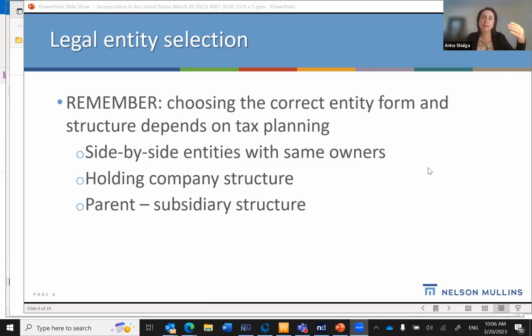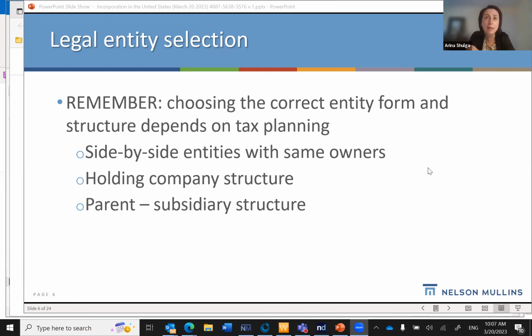maybe creating side-by-side two parallel entities, one in the US and one in your home jurisdiction, with the same owners for both. Or maybe you'll decide to create a holding company structure, where the holding company is somewhere offshore, like the Cayman Islands, and then that company has subsidiaries under it, US and European entities or wherever you are. Or it could be just a parent-subsidiary structure.